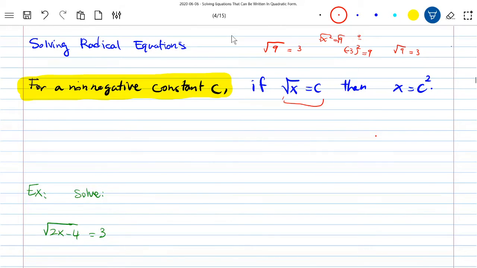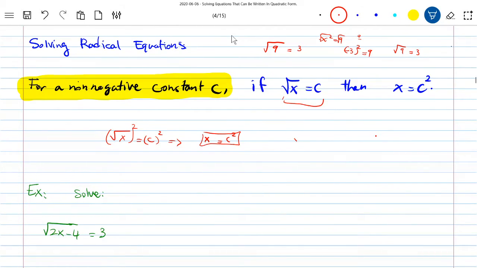So if you have square root of x equal to c, then what is x? x would be c squared. You can think about it that if you had square root of x equal to c, what you do is you square both sides, and therefore the left side, square root of x squared, is simply x, and the right side is c squared. So therefore I have x equal to c squared.